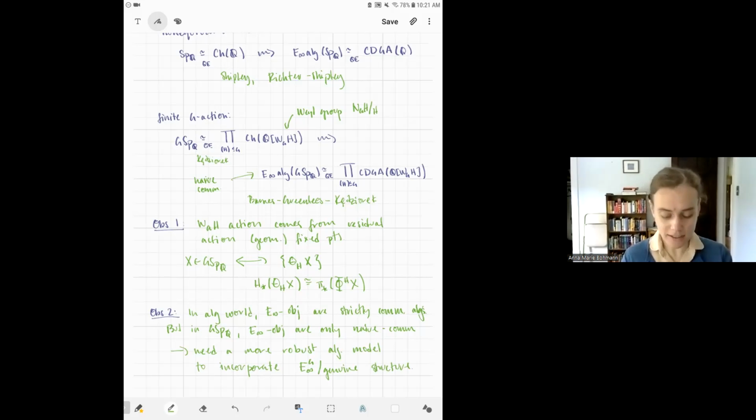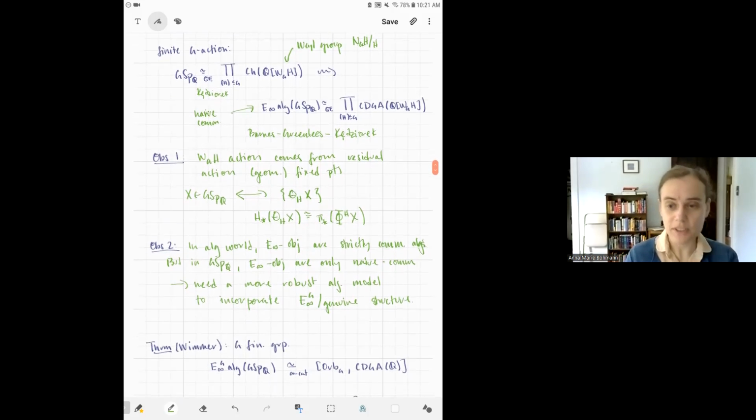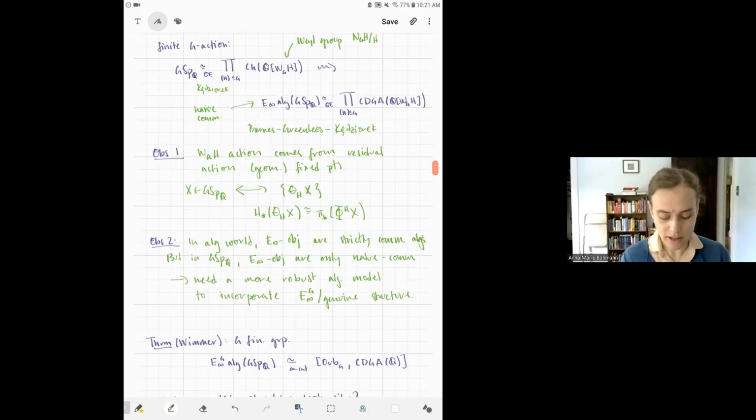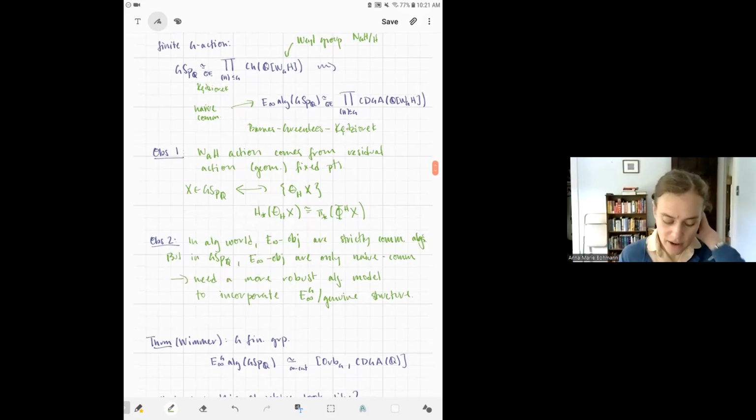And fortunately for us, Christian Wimmer constructed such a model. This is what it looks like. If G is a finite group, he proved that the genuine commutative ring spectra, so that's the E-infinity G algebras in rational G-spectra, there's an equivalence of infinity categories between that and a category of functors from the orbit category, which I'm calling Orb G, sometimes I drop the G and just call it Orb, to rational CDGAs.